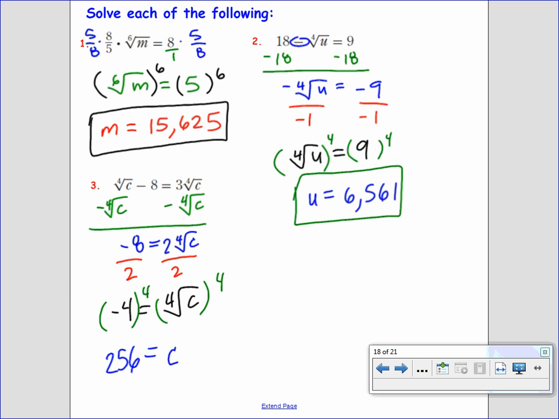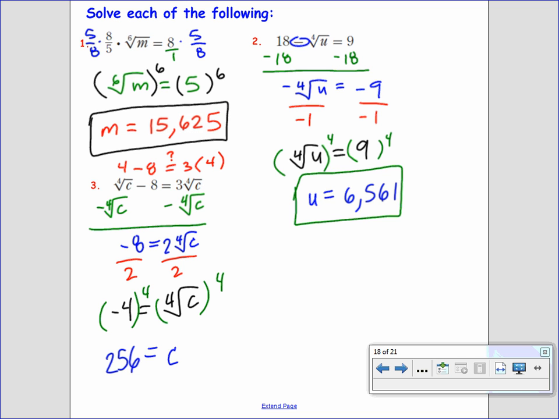Awesome. So I'll go back to my original. The fourth root of 256 is 4, minus 8. Does that equal 3 times the fourth root of 256, which is 4? Does 4 minus 8 equal 3 times 4? Carson? No, it doesn't. What's going on here? Did we mess up? No.